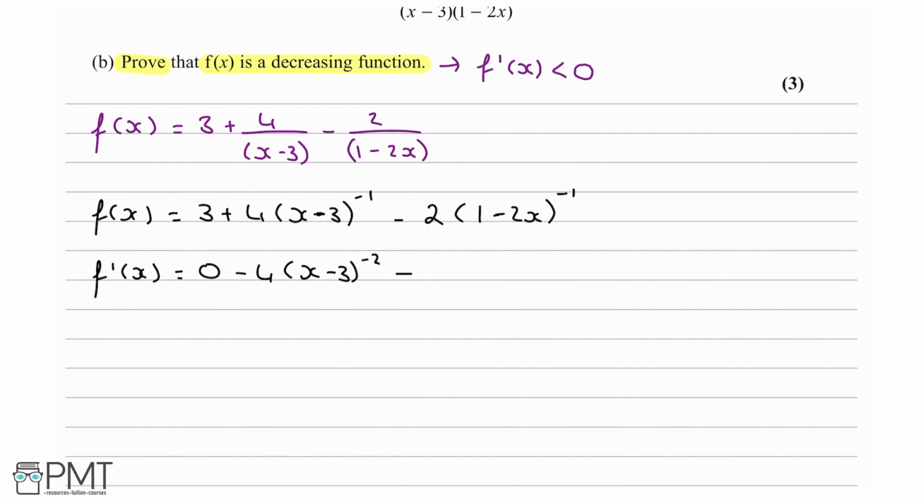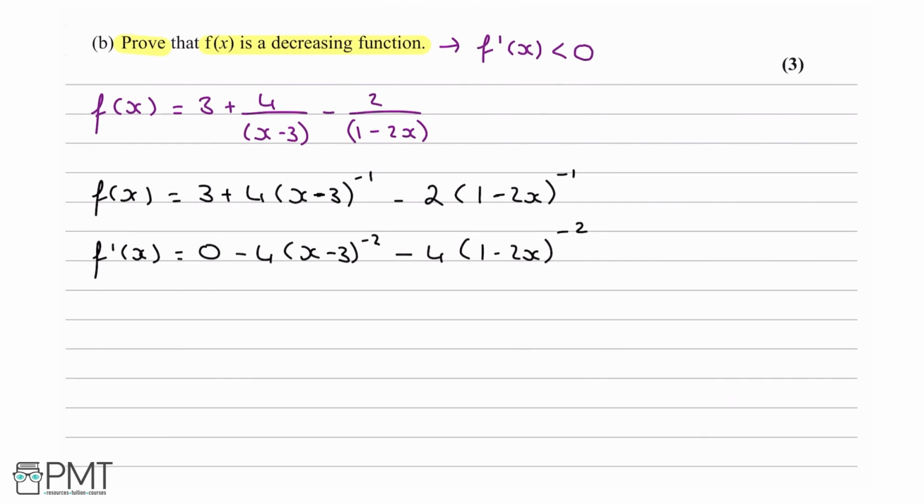Now, this one's going to be a bit more tricky, because if you do u equals 1 minus 2x, what you will end up with is du by dx equals minus 2. So you will end up with this minus 2 times the minus 2, which comes from your du by dx, to get 4. So it would be 4 times 1 minus 2x to the minus 1. The minus 1 comes down to make it minus 4. And then it's 1 minus 2x to the minus 2. Minus 4 times 1 minus 2x to the power of minus 2.